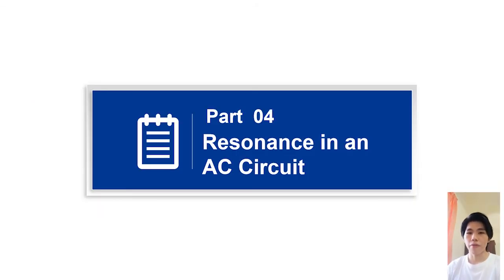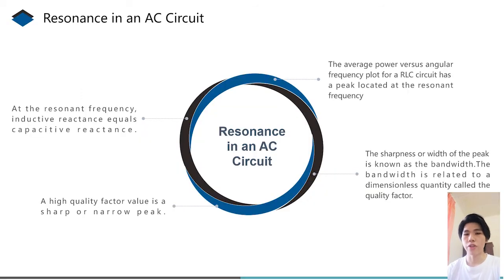Then this is our part 4, which is resonance in an AC circuit. At the resonance frequency, inductive reactance equals capacitive reactance. The average power versus angular frequency plot for an RLC circuit has a peak located at the resonance frequency. The sharpness or width of the peak is known as the bandwidth. The bandwidth is related to a dimensionless quantity called the quality factor. A high quality factor value means a sharp or narrow peak.